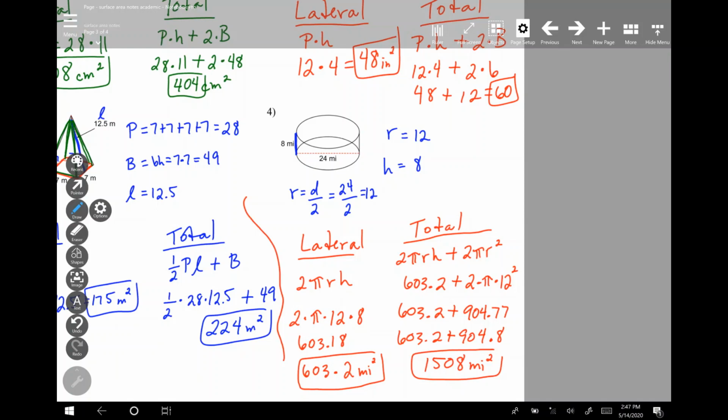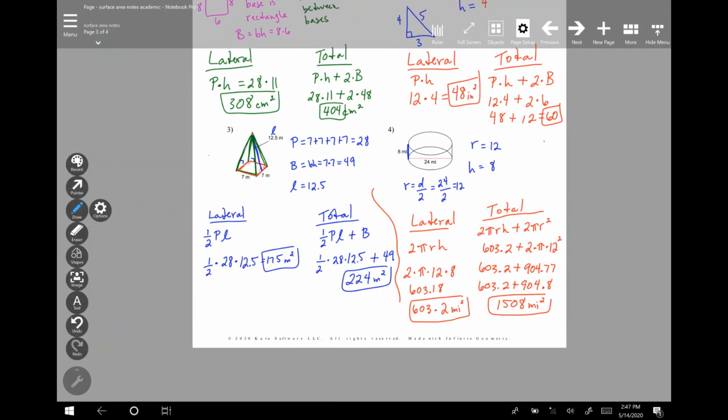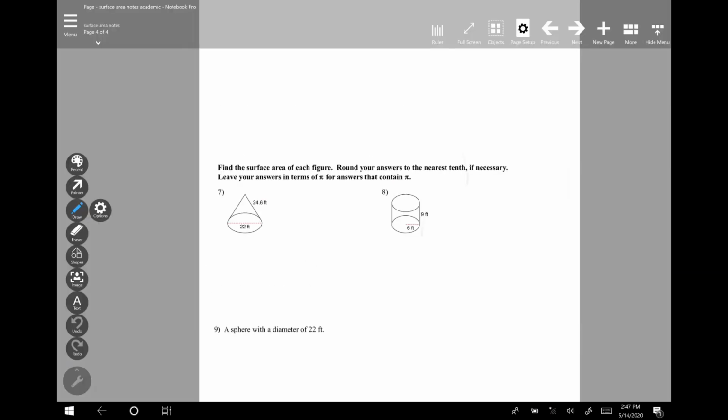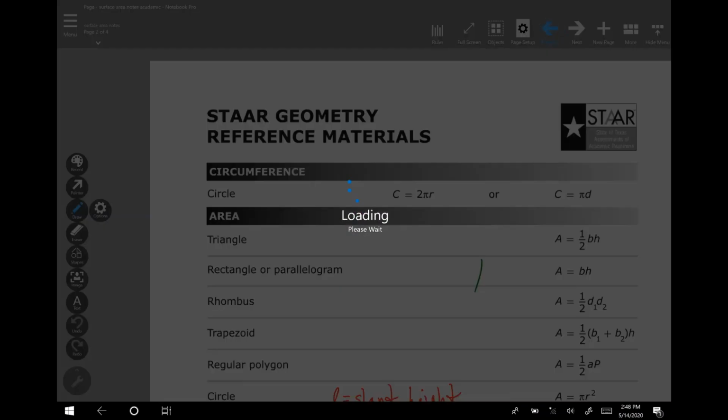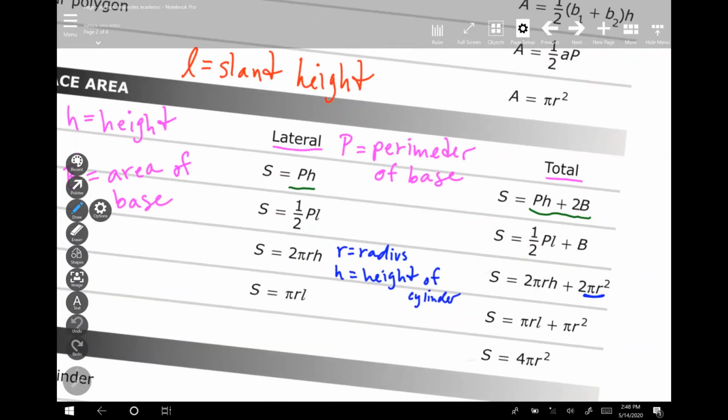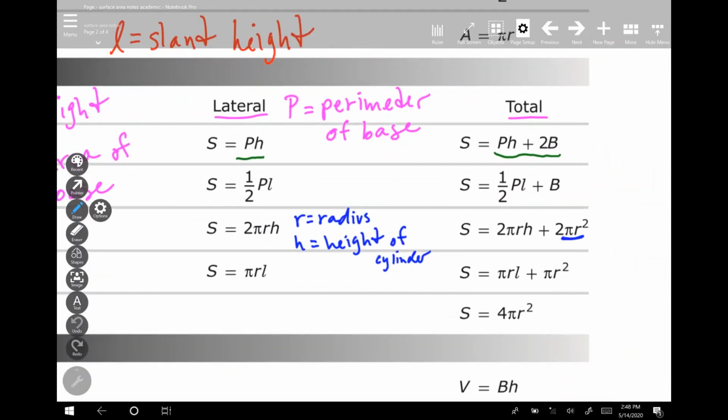Okay, so there's that. Alright, next one. So now the next two shapes we have are a cone and a sphere. So again, we're going to go back to our formula chart and look at the cone formula. The cone formula is pi r l for the lateral, and then pi r l plus pi r squared for the total. Again, l is slant height. Cones and pyramids are kind of similar. r is still the radius. So let's go.